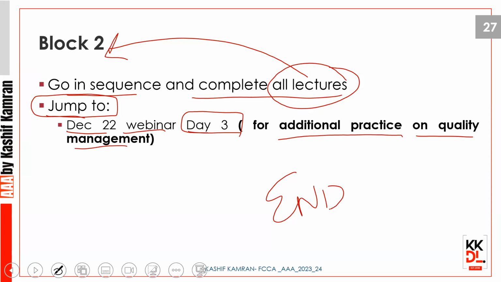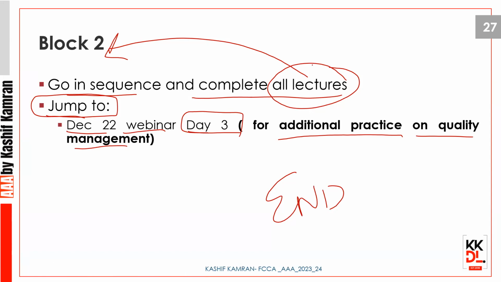Is everyone clear with the jump to? Any problems with the jump to? Are you clear with how you should go down in block two, all of you? And please ensure you take a printout of all this, right?